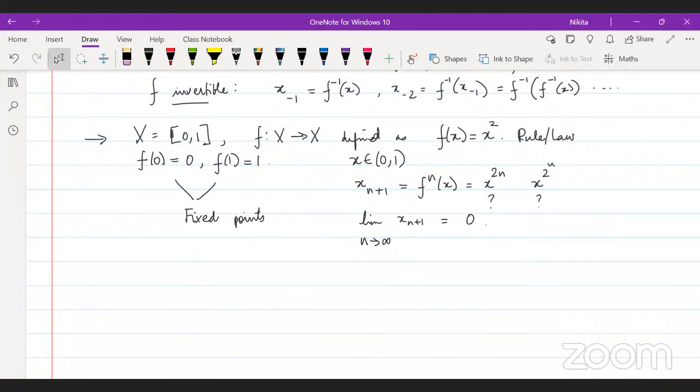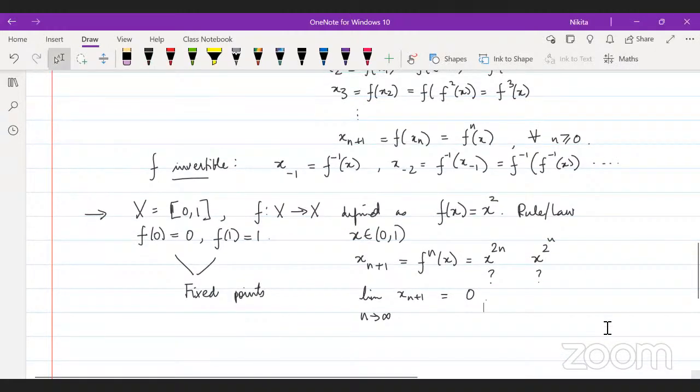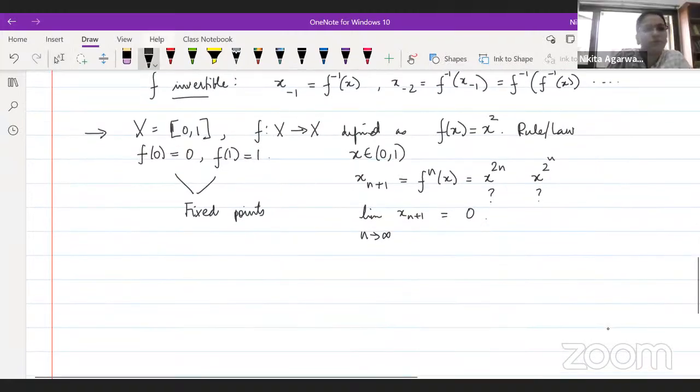x_{n+1} equals f to the power n+1 of x, maybe. Yes, that's right. Yeah, thank you so much. So I'll just change it, just to save some effort. So x_n is f^n(x). Yeah. Thank you.